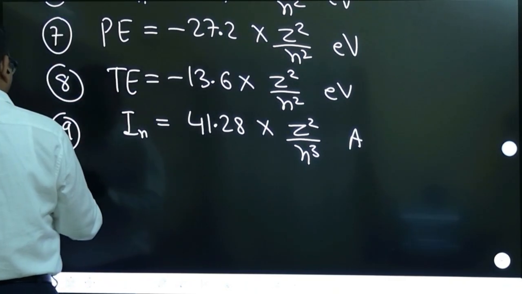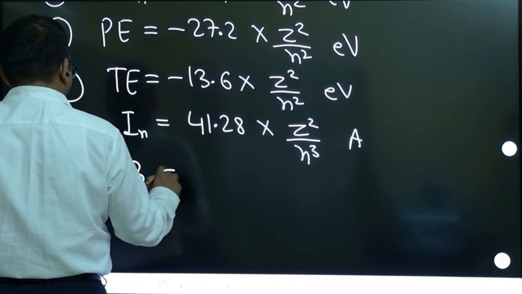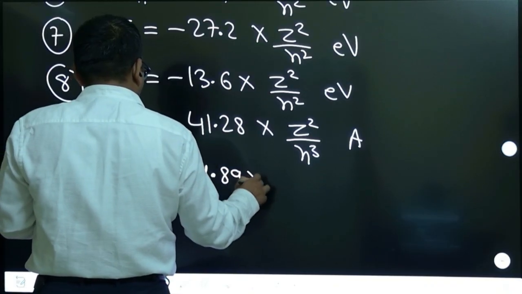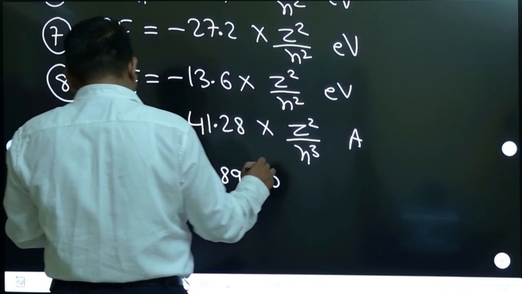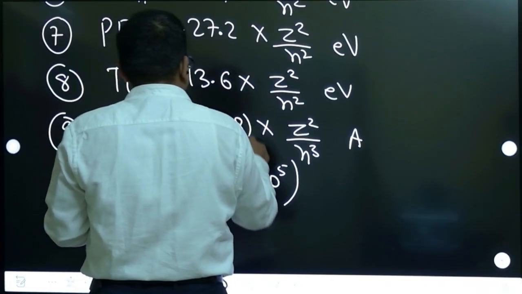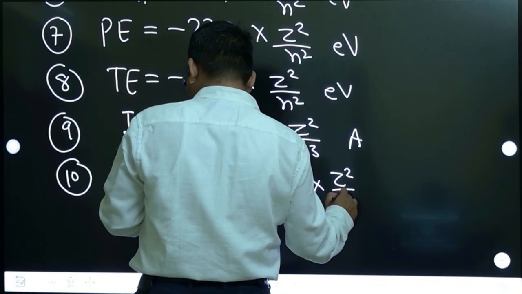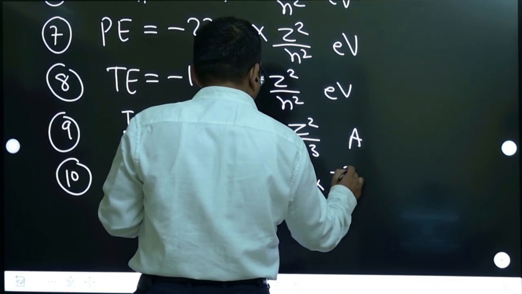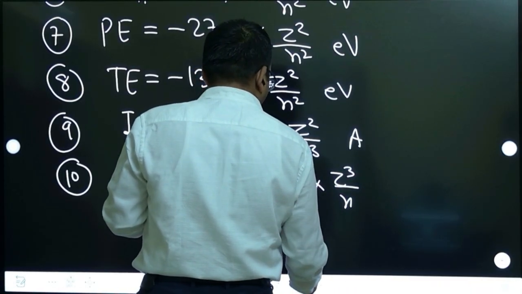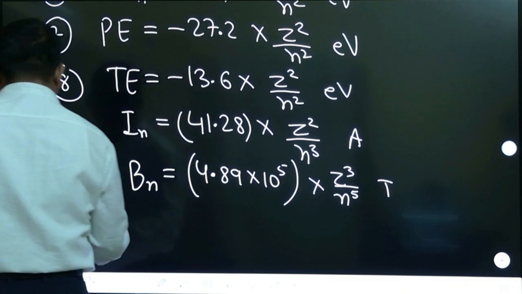Next, magnetic field due to current in the nth orbit is 4.89 into 10 to the power 5. Right, these factors we have to multiply into Z cube by n power 5. Tesla.